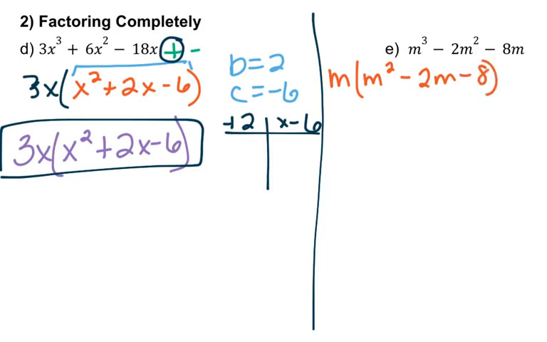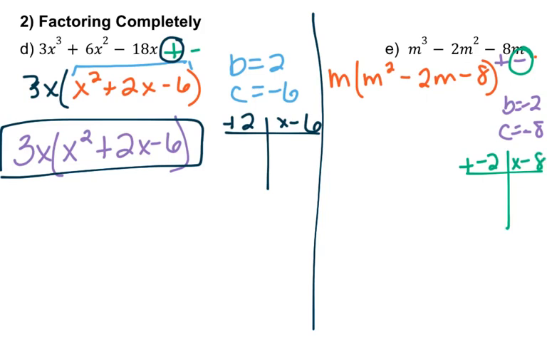I hope it is. So we know we need a positive and a negative because our c is negative, so we'll just write that down. B is negative 2, c is negative 8. And since our b is negative, we know our bigger number needs to be negative. So two numbers that add together to be -2 and multiply to be -8 would be, what would that be? Looks like -4 and 2.